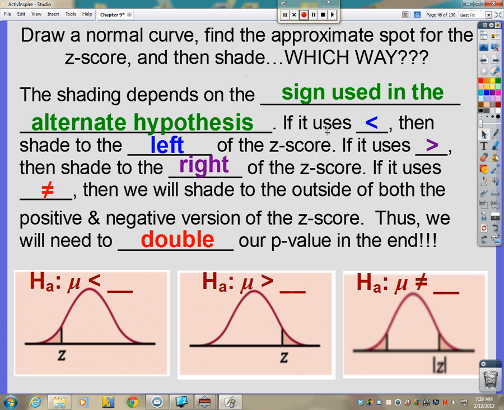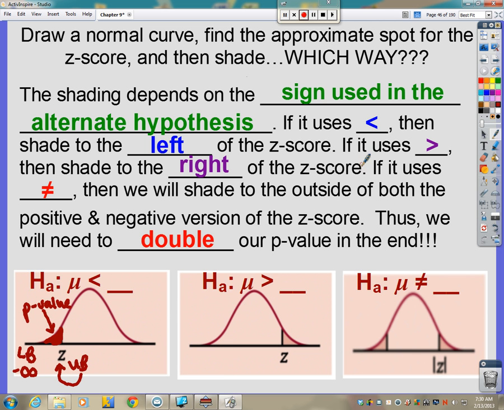If our alternate hypothesis uses a less than sign, so for example, this picture down here, and the blank is just whatever kind of problem we're working on there, then typically we should have a negative z-score. It's not always going to be the case, but that should be what we end up with. And if we're talking about less than, then we're going to shade to the left, because that would be less than our z-score. And so that's going to be our p-value whenever we use normal CDF. So our lower bound would be negative infinity, and our upper bound would be whatever that z-score is.